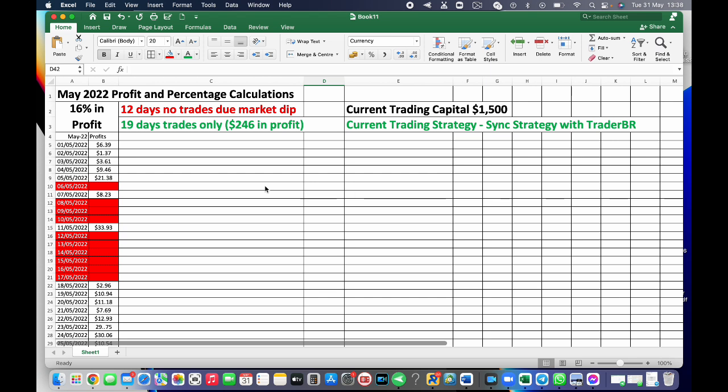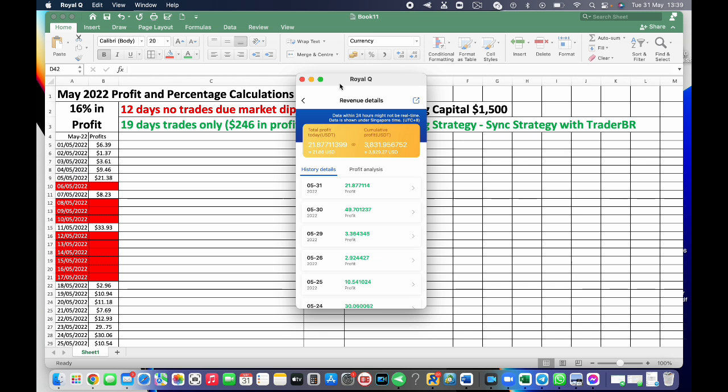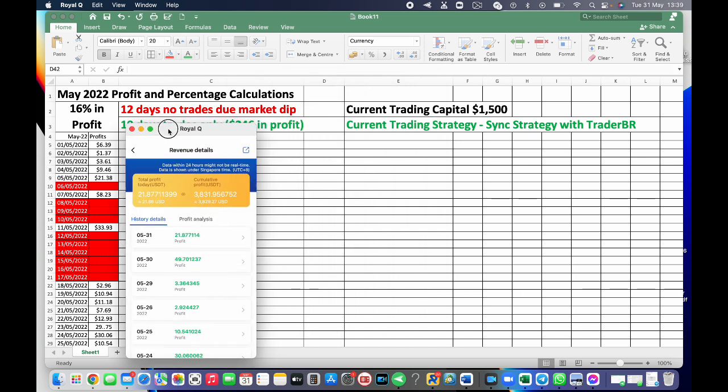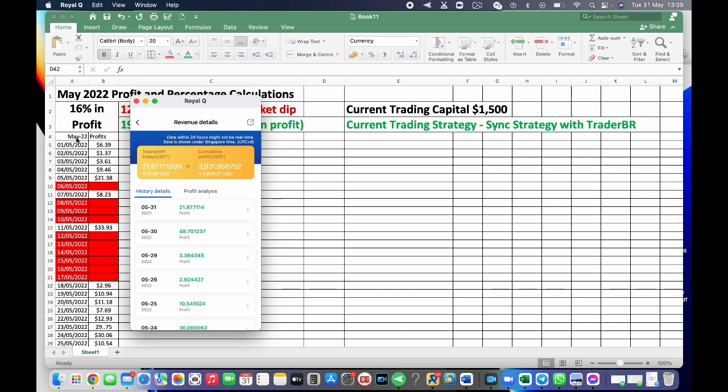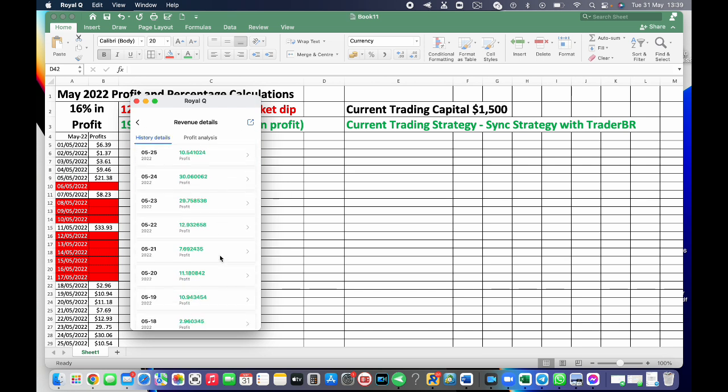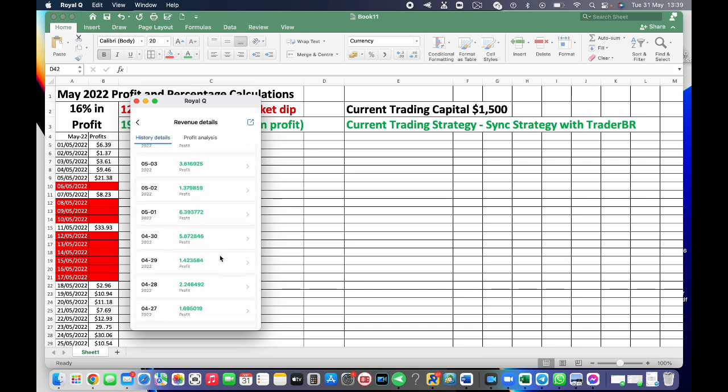However, remember, if you look at the dates there, let me pull up my Royal Q app again and bring this closer so that you can see what I'm about to do. Okay, you can see what I'm doing. Look at the dates. Let me start from the 1st of May. So this is the 1st of May. You see that the amount of profit is corresponding to that.